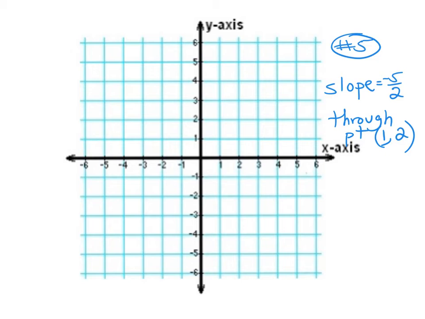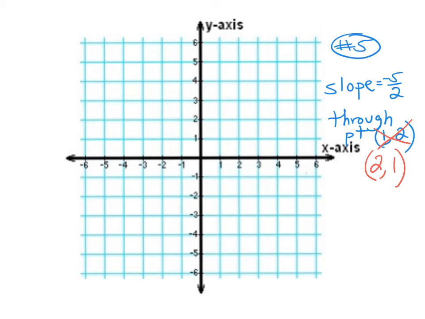Question number 5 says, graph a line that has a slope of negative 5/2 and goes through the point 1, 2, and give the equation of the line. I realized last night after we were working that I made a typo here. It should not be going through the point 1, 2. Instead, I want it to go through the point 2, 1. So if you will change that, it's going through the point 2, 1 instead of the point 1, 2.